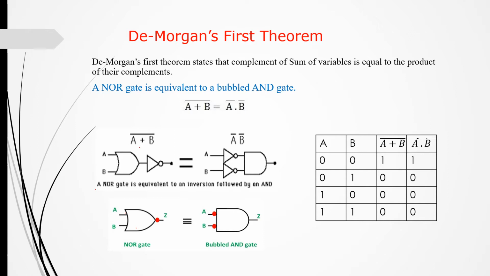NOR gate is used to get the equation (A plus B) bar and bubbled AND gate is used to get the equation A bar into B bar. So a NOR gate is equivalent to a bubbled AND gate.